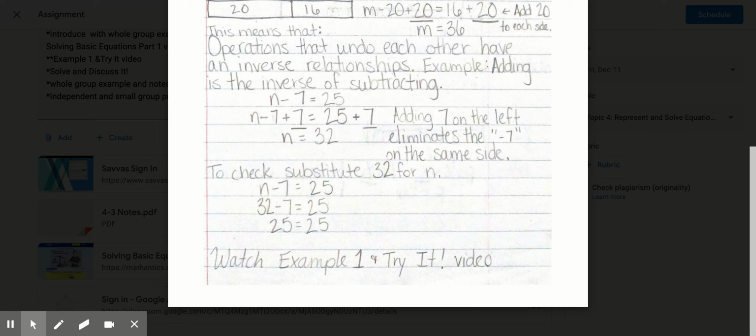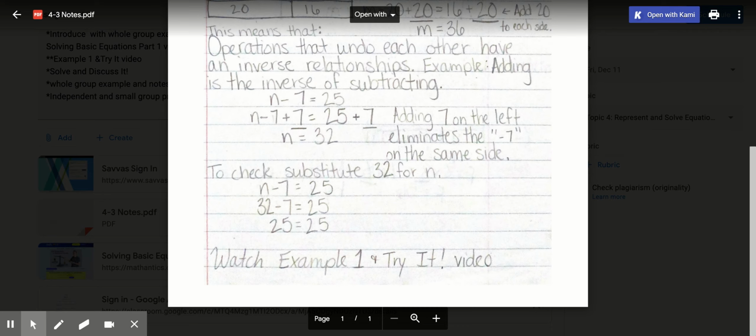So if you put 32 minus 7, does that equal 25? Yes, it equals 25, which means the equations are balanced and you used the inverse relationship correctly.